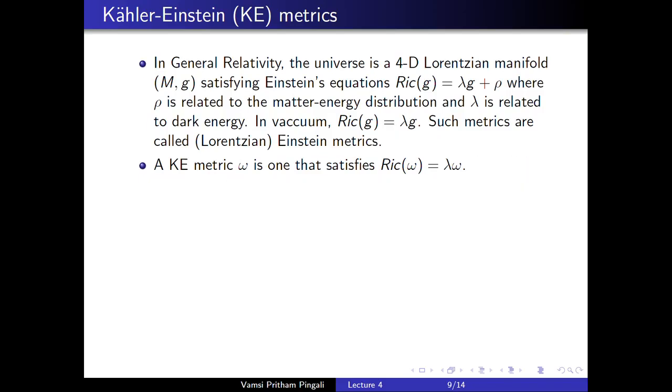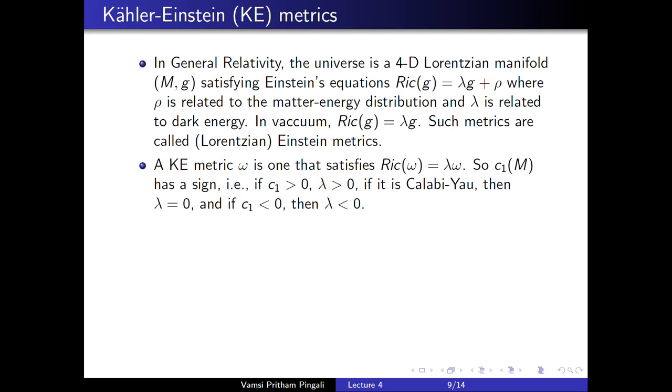So in particular, the Ricci form represents the first Chern class. Right? So lambda has a sign, either it's 0, positive or negative, meaning the first Chern class of a Kahler-Einstein manifold has a sign. So not every complex manifold can admit a Kahler-Einstein metric. Its first Chern class better have a sign. So if the first Chern class is positive, lambda is positive. If it's Calabi-Yau, lambda is 0. If C1 is negative, then lambda is negative.